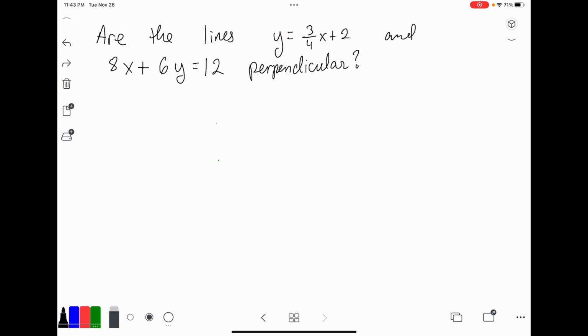So, are the lines y equals 3 divided by 4 times x plus 2 and 8x plus 6y equals 12 perpendicular to each other? Based on the problems that we did when we were talking about parallel lines, you should be able to figure this out on your own. Just keep in mind, the first equation is already in slope-intercept form, but the second equation is in standard form, and the slope is not obviously given. So please pause this video and see if you can figure out if these two lines are perpendicular or not. Once you have found the answer, you may unpause the video to see the answer.